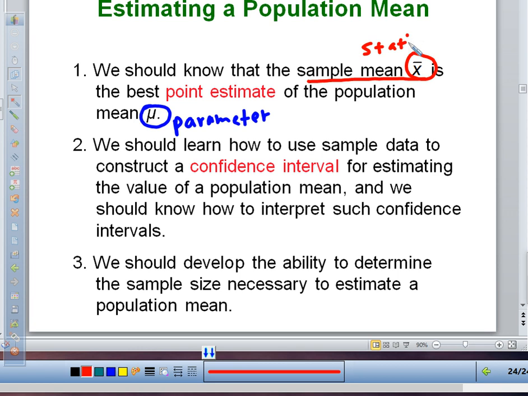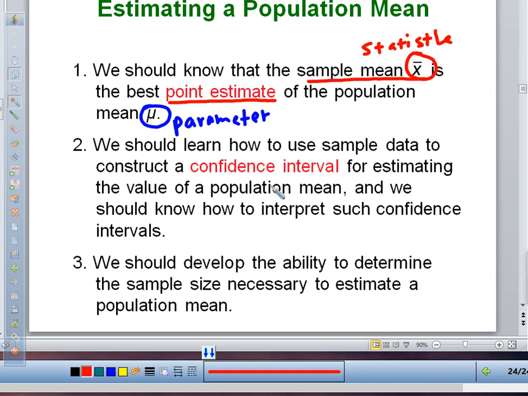Our sample ended up with a statistic, a sample mean of our sample, which is, again, our best point estimate, our best guess of what the population mean would be for all community college students.